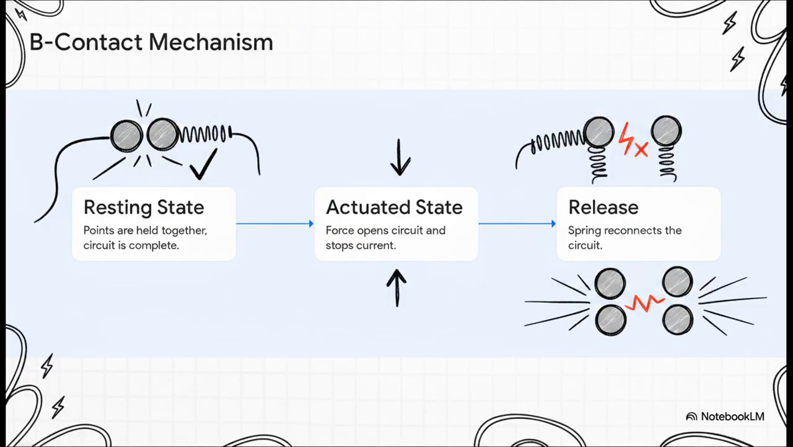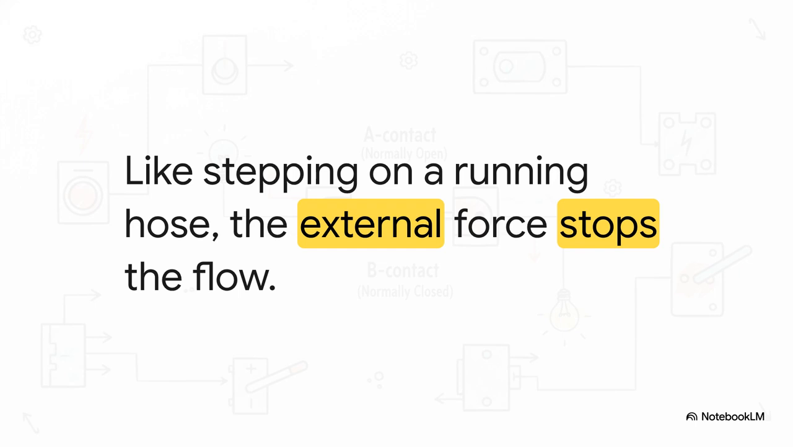This is where things get a little counterintuitive, but super fascinating. Step 1. Resting state. The spring is actually holding the contacts tightly together, so power is happily flowing. Step 2. When you push the button, your force actually pries those contacts apart, breaking the circuit and stopping the electricity. Step 3. Release it, and the spring forces them back together, turning the power back on. So with a B contact, pushing the button actually stops the action. Pretty wild, right?